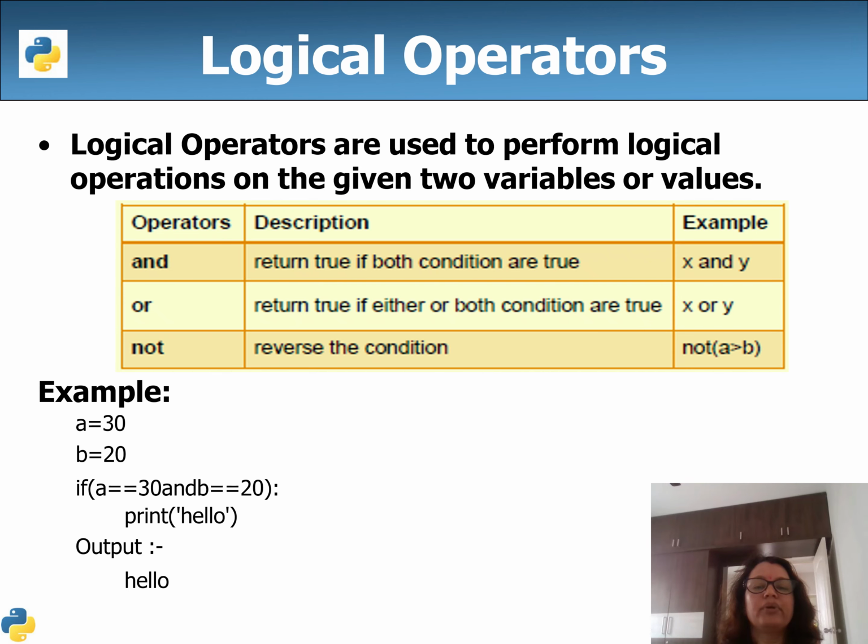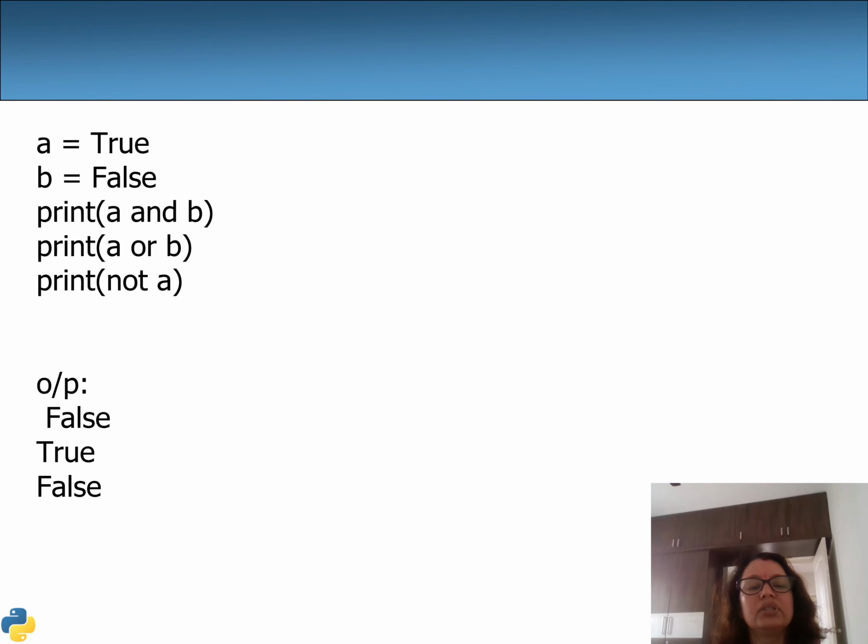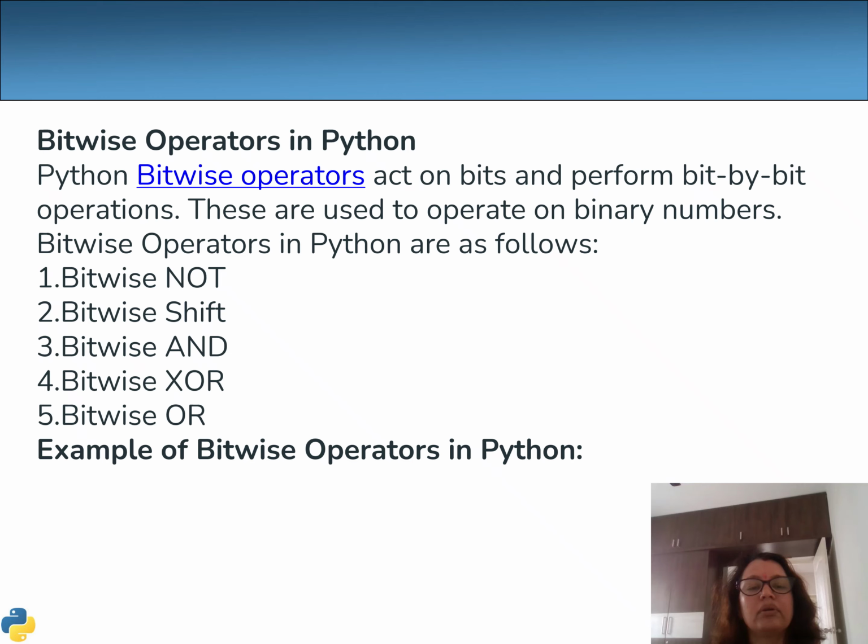Logical operators. Logical operators are used to perform logical operations on the given two variables or values. These are the logical operators: and, or, not. And returns true if both conditions are true, or returns true if either of the conditions is true, and not reverses the condition. This is the example for Boolean operators. Next is the bitwise operator.